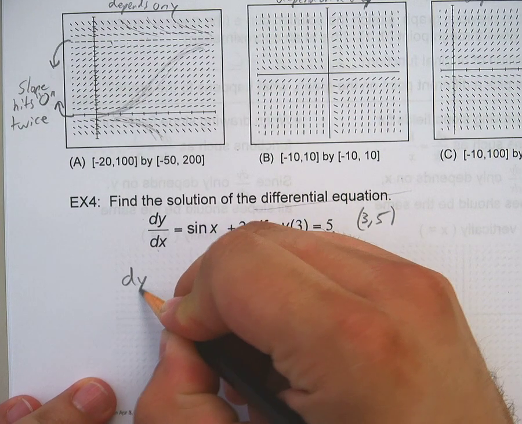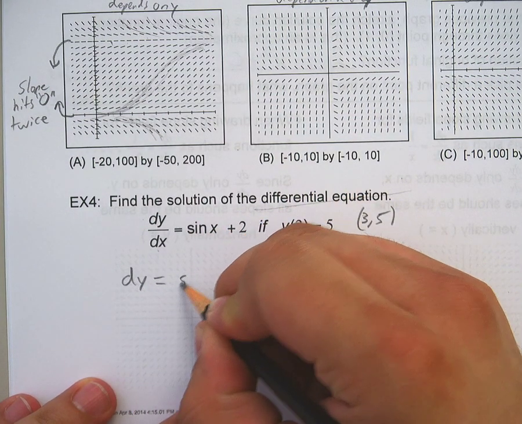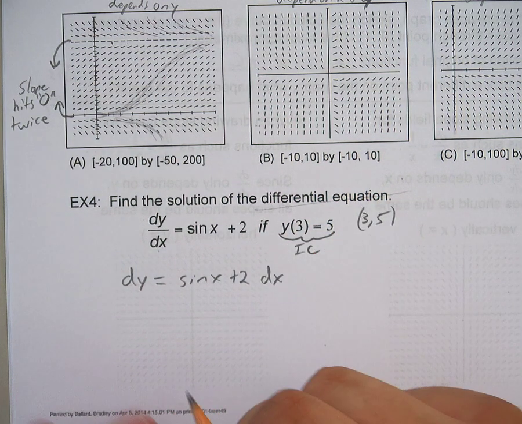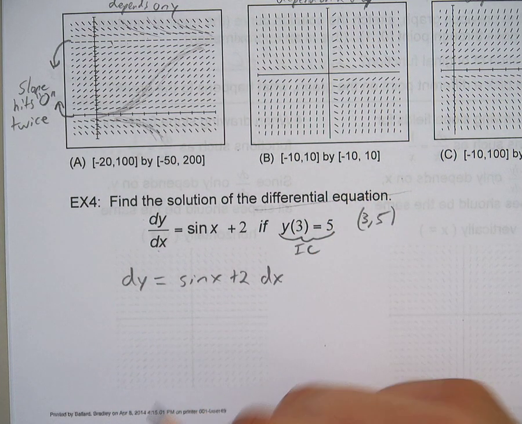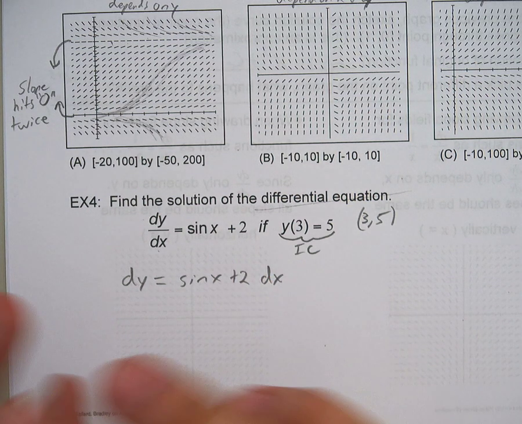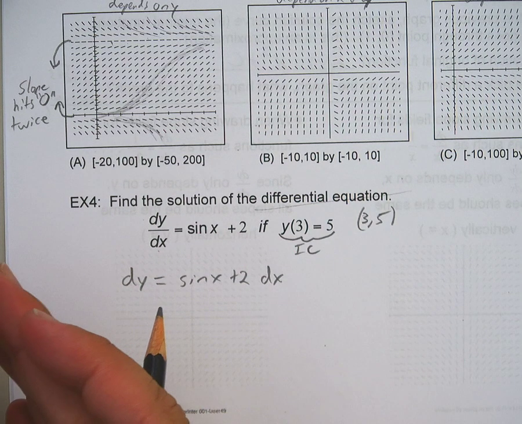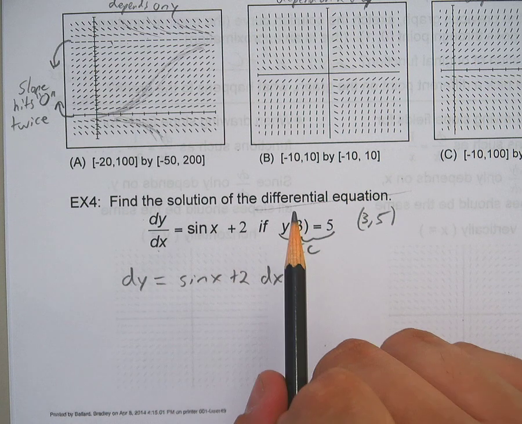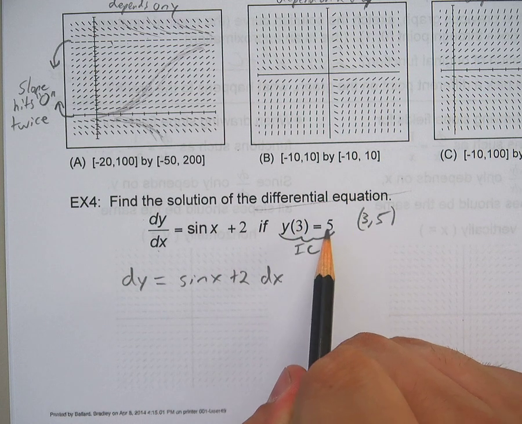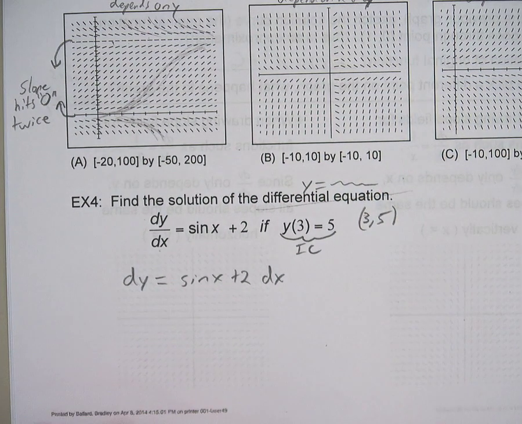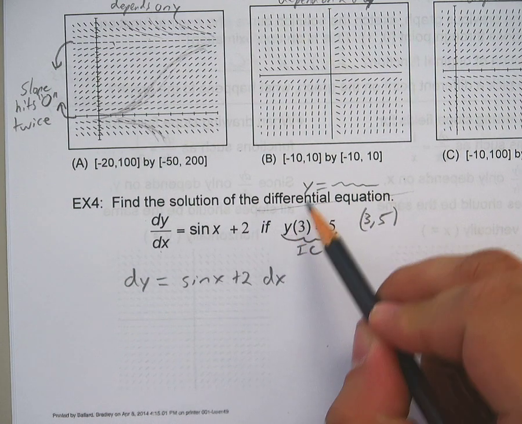So I'm going to start out with dy equals sine x plus 2 dx. This is called a separation of variables. I've got all my x's on one side. I've got my y's on the other side. Anything that has to do with a y is over here. Anything that has to do with a sine is over here. Now I want the differential equation. That means I want y equals something. Or f of x equals something. Since they gave me y, I'm going to call it y.